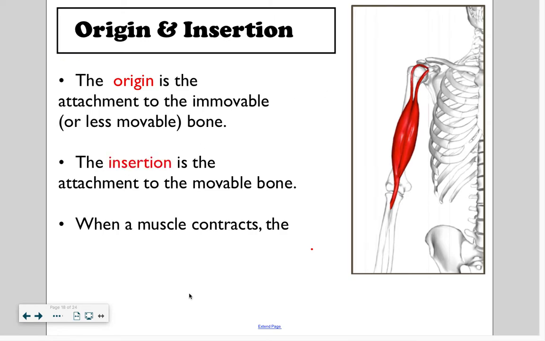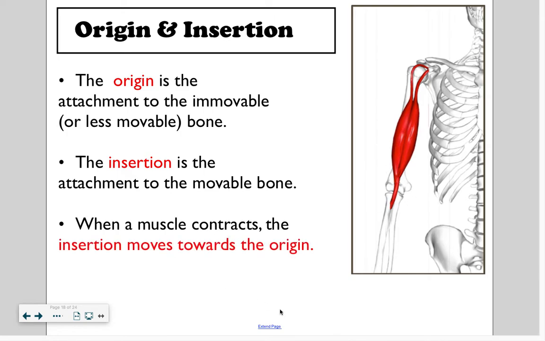The insertion is going to be the attachment to the movable side of the bone. So when you flex the bicep, the movable side, the insertion, is down here, and this is actually on your radius. So that is the top of your radius. The other bone on the other side is called the ulna. We'll get to that. So origin, less movable or immovable part. The insertion is the movable part.